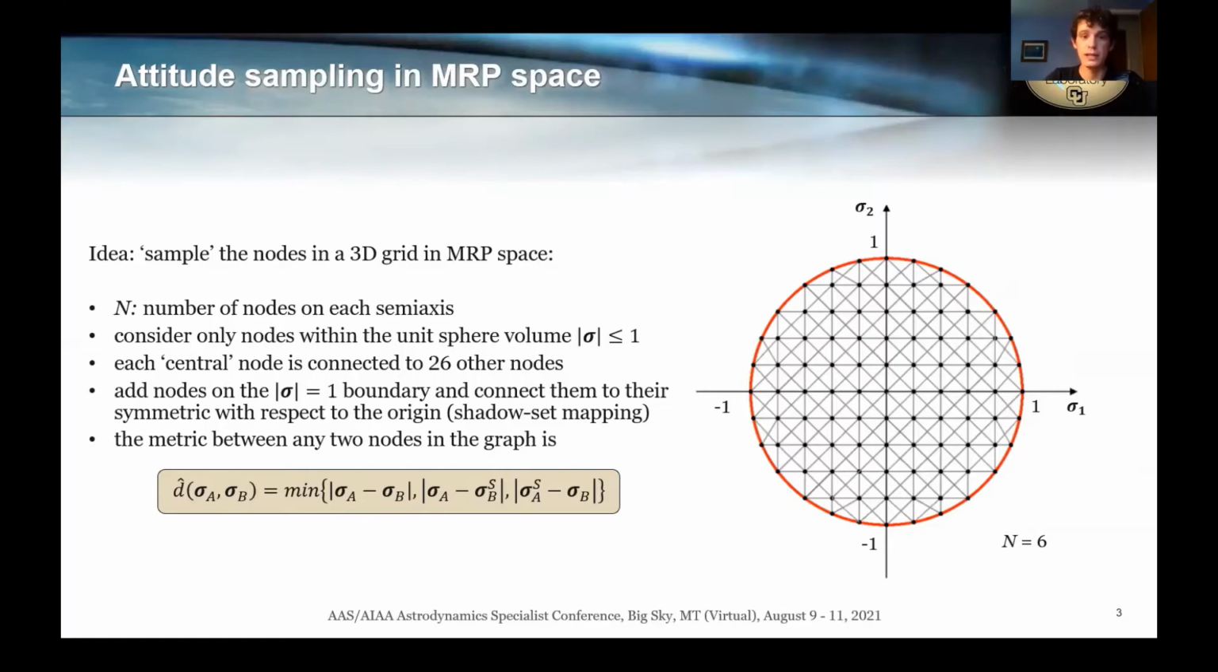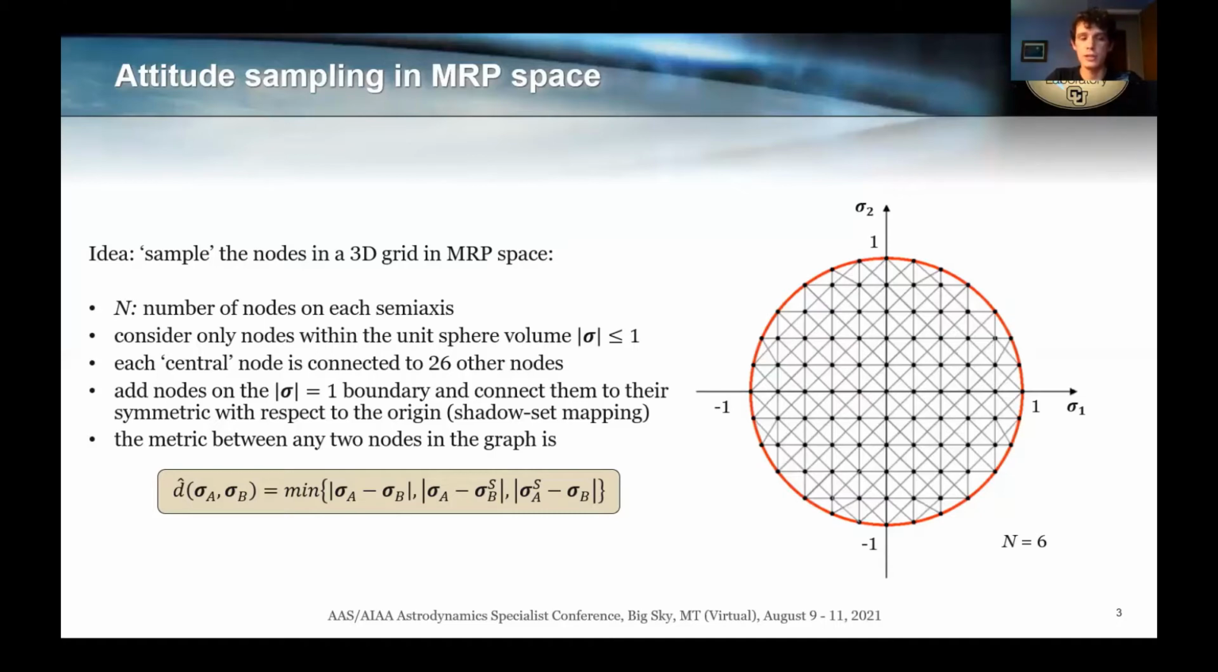So this is done with a grid of equally spaced nodes where we define n as the number of nodes along each semi-axis. And the equally spaced nodes are complemented by extra nodes added on the sigma equal to 1 boundary to map those points that represent attitudes that are 180 degrees away from the origin.